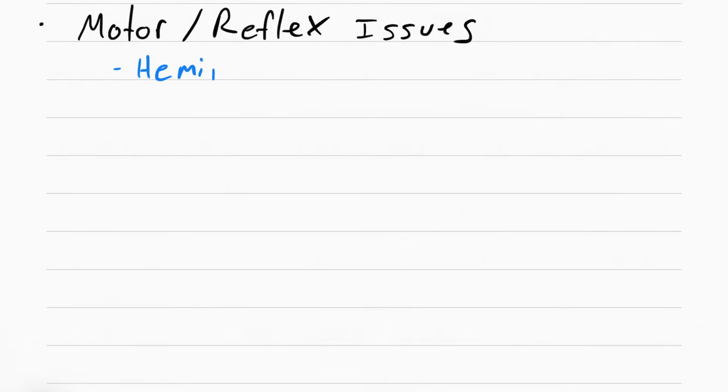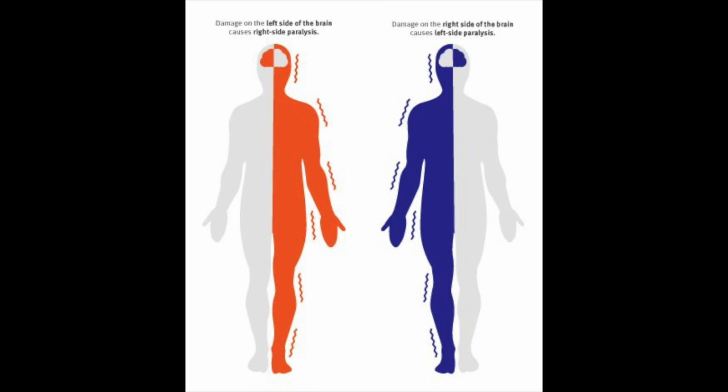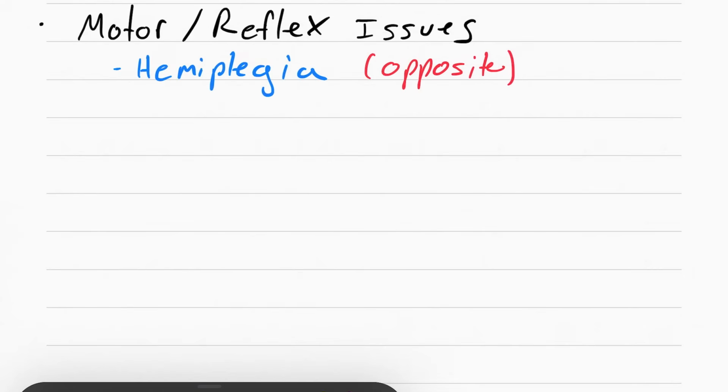So they have hemiplegia, which means weakness, and this tends to be on the opposite side of the injury. So if there's injury to the right side of the brain, that means the weakness in the body will be on the left side. If the injury is to the left side of the brain, then the weakness will be on the right side of the body. It's always the opposite side.